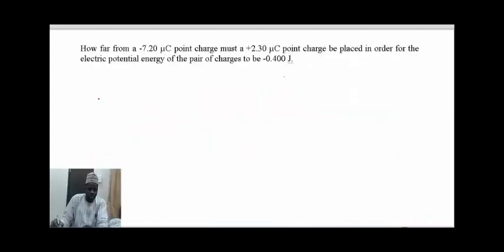So the next question to do is on potential and electric potential energy. So let's read this question. How far from a minus 7.2 microcoulomb point charge must a 2.3 positive microcoulomb point charge be placed in order for the electric potential energy of the pair of the charges to be minus 0.4 joules?